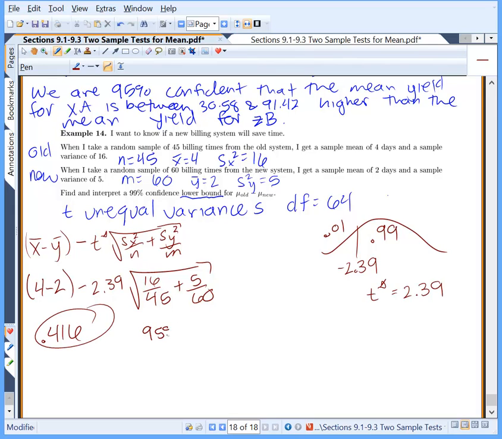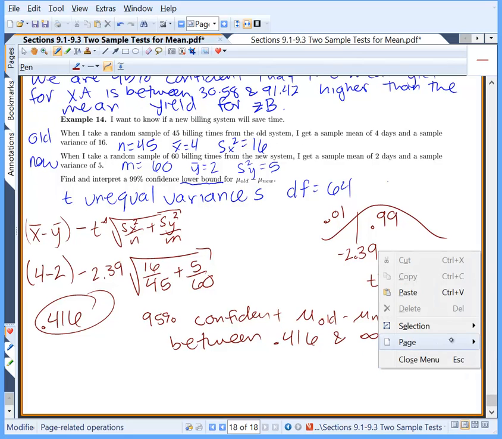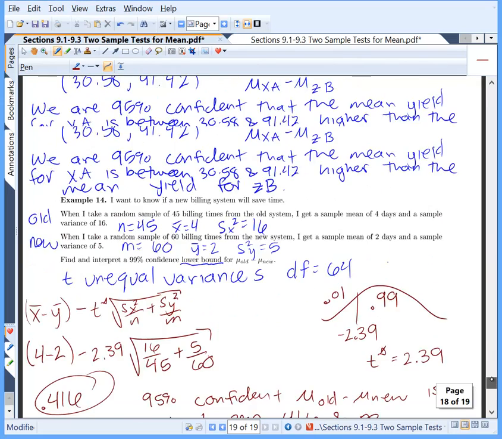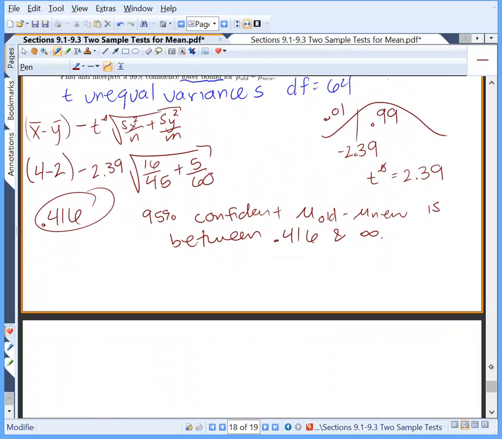So 95% confident that mu old minus mu new is greater, or well, let's put it this way, is between 0.416 and positive infinity. So basically, we're 95% confident that the difference in these means is at least 0.416. Okay, or more than. Okay. So that's kind of the easy interpretation.